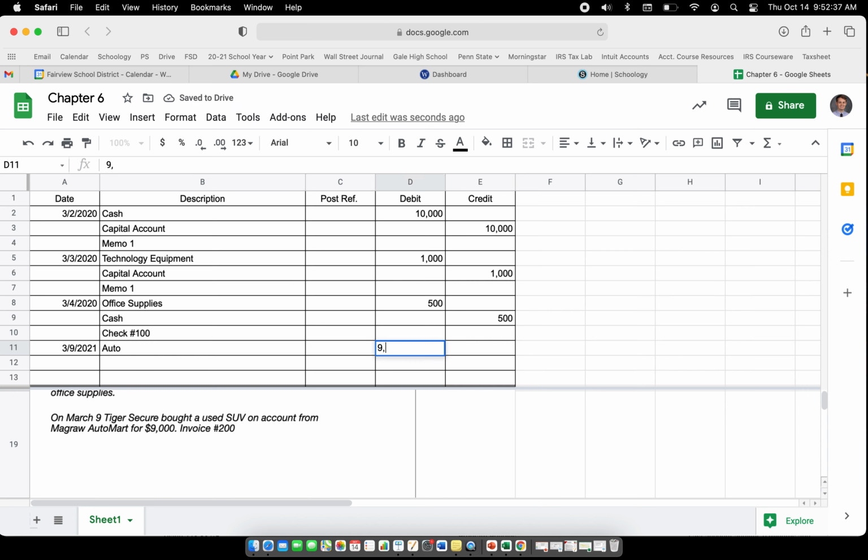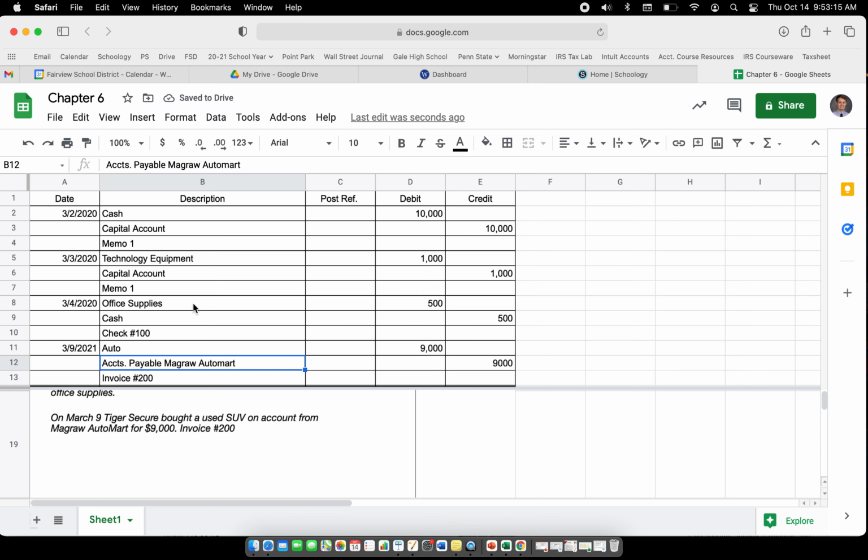The value is $9,000. And which account is credited? If you said accounts payable, McGraw Automart, you were correct. And finally, what is the source document? That is invoice number 200.